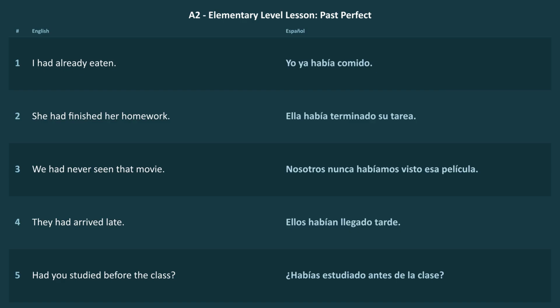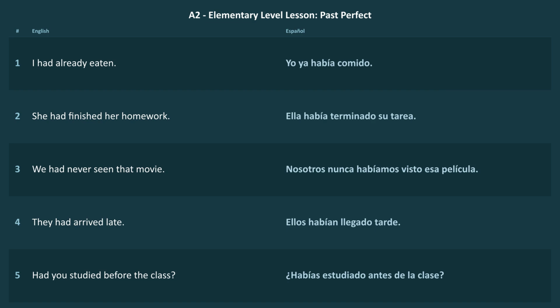Let's try another one. She had finished her homework is ella había terminado su tarea. Nice and clean. Había plus terminado. How do you say she had finished her homework in Spanish? Ella había terminado su tarea.